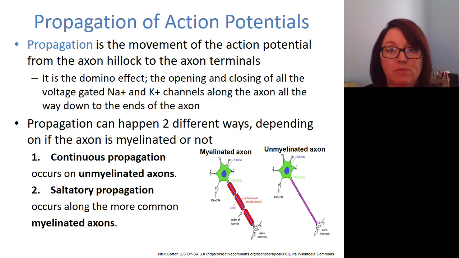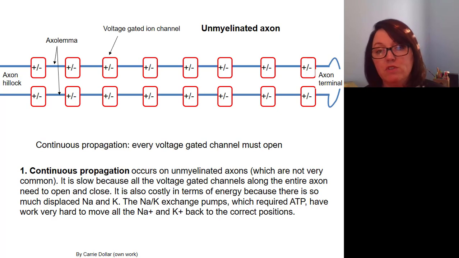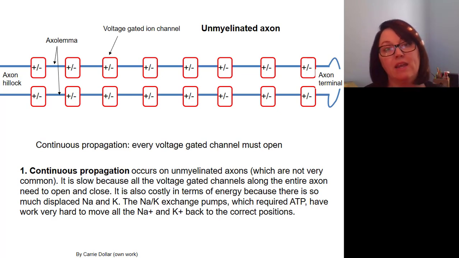So let's take a look at these two types of propagation. We'll start with the continuous propagation because this one's a little bit easier and it's more akin to how we've been talking about action potential movement all along so far. With continuous propagation along an unmyelinated axon, every single voltage-gated ion channel along the whole entire axon has to open. Okay? So we're opening every single voltage-gated ion channel. We're knocking down every single domino. Right? And that's how we've been talking about action potentials so far.